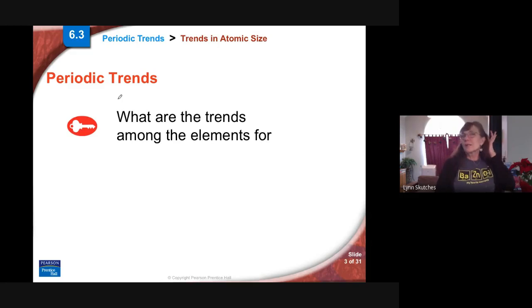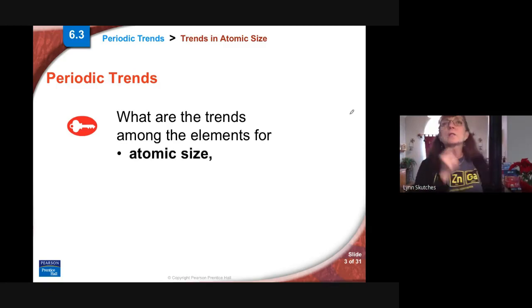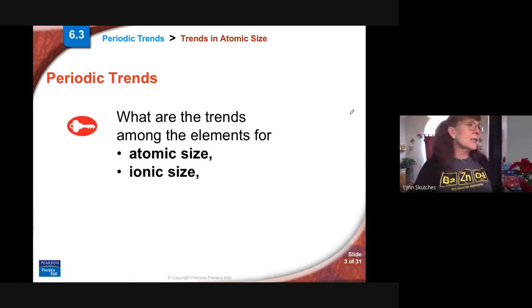Fashion trends, right? Not everybody wears the same thing because they're not cool like me, but not every atom follows the trend perfectly. There's a general relationship that you'll notice, and that's what we're going to focus on for 4 different things. The first one is atomic size. The second is ionic size. So we've got to figure out what the heck an ion is.